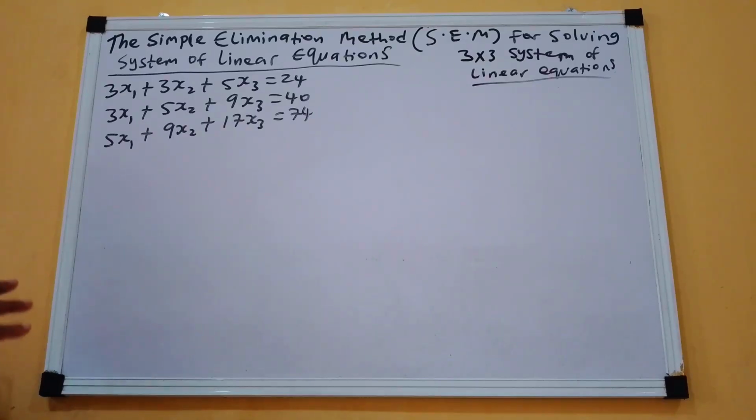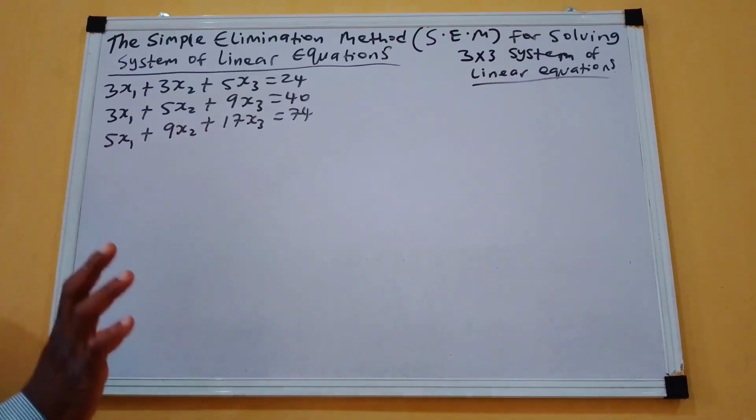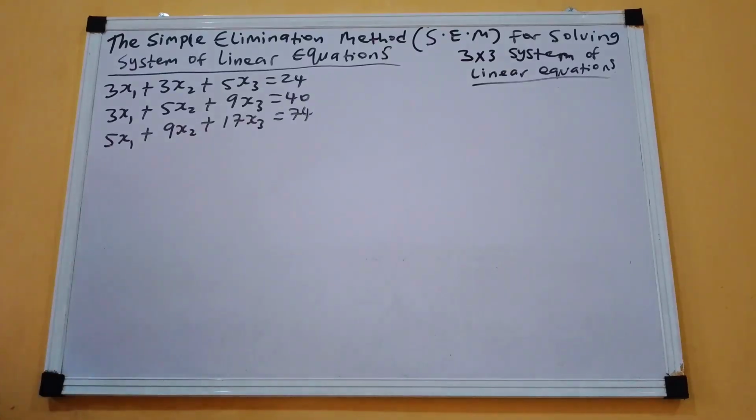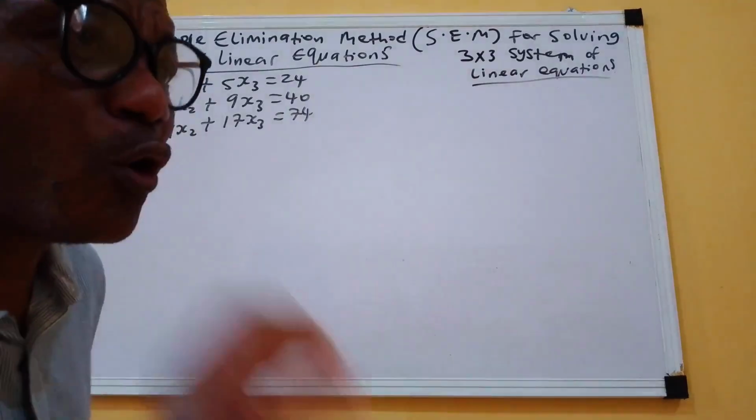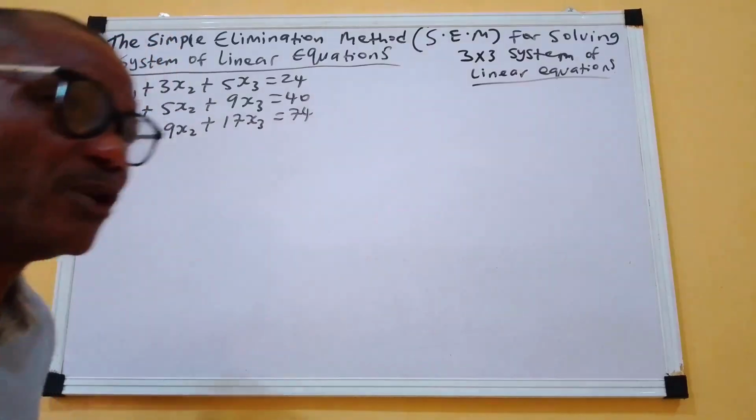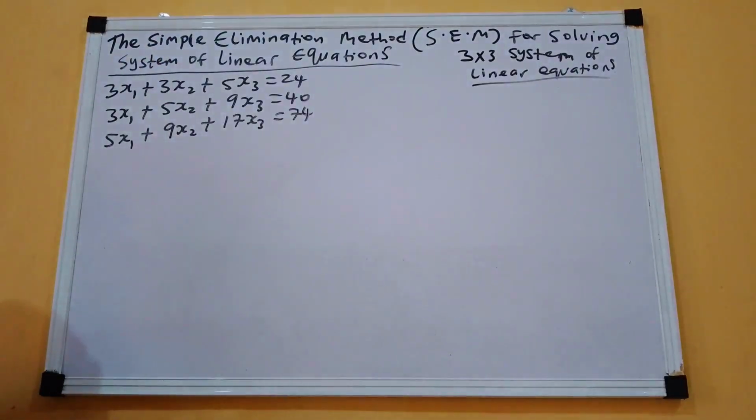So we are looking at the direct methods of solution. We looked at the matrix inversion method, we looked at the Gaussian elimination method. Today we are looking at the simple elimination method. This is one of the simplest methods for solving any system of linear equations. In the next video, we shall be coming up with the simple substitution method. We have Cramer's rule, we have Cholesky's algorithm. There are so many methods. We'll be taking these methods one after the other.